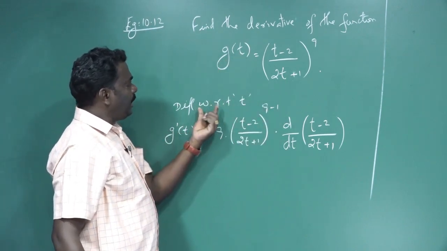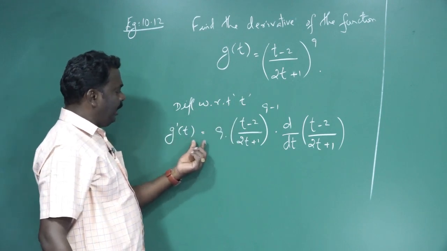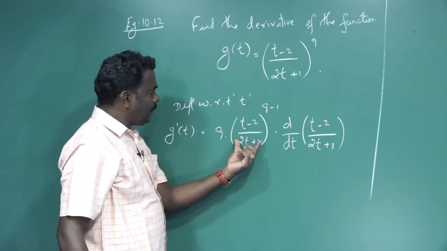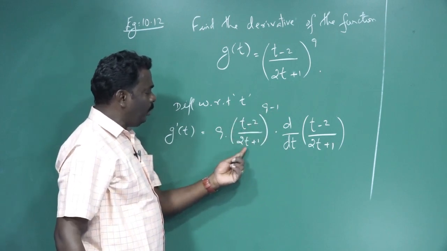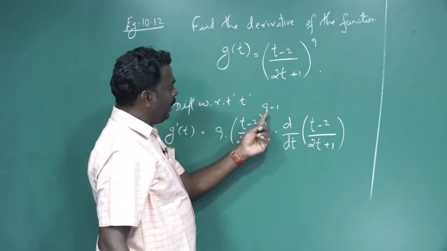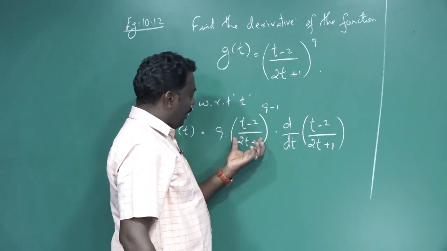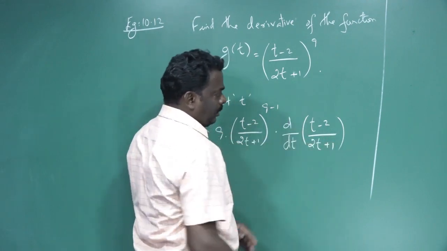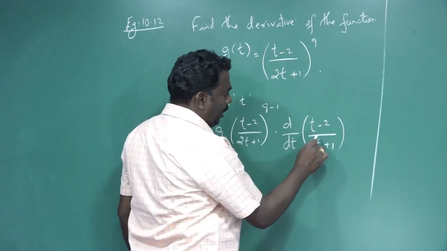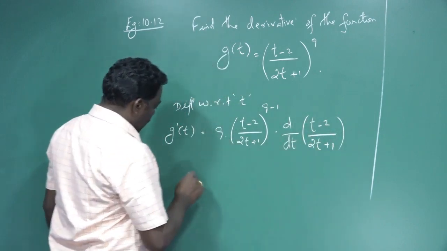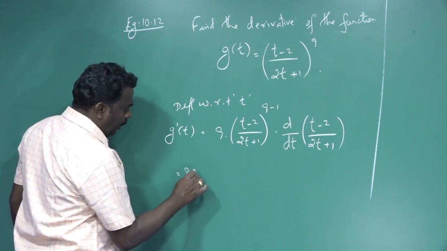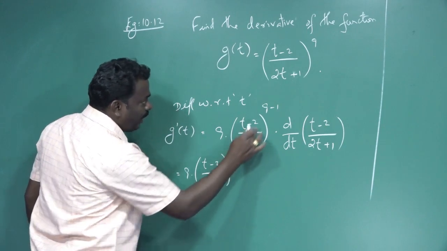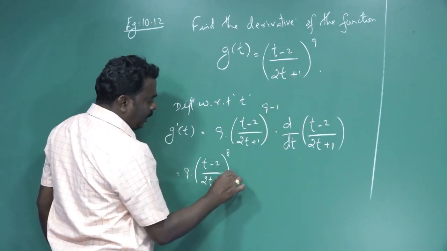g'(t) = 9 into x to the power n minus 1, here this term is called x, 9 into ((t minus 2) by (2t plus 1)) whole power 9 minus 1. Again, within the bracket, differentiate the term with respect to t, d by dt of the term within the bracket. Now differentiate this term by applying the u by v differentiation, and that is equal to 9 into ((t minus 2) by (2t plus 1)) whole power 9 minus 1, that is 8, remaining.